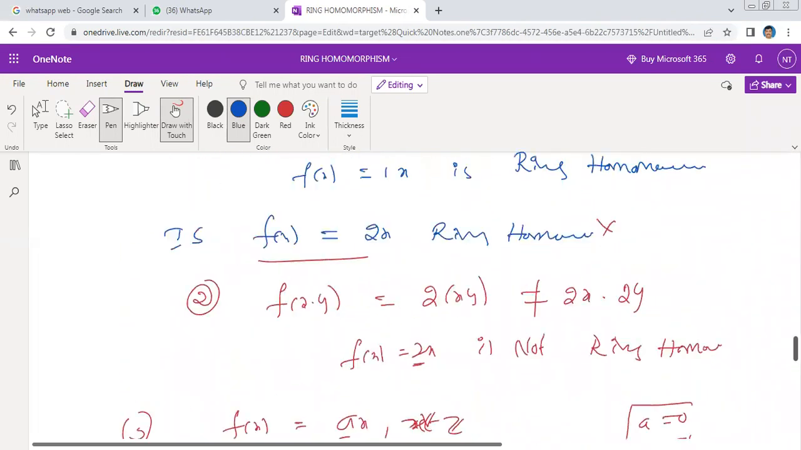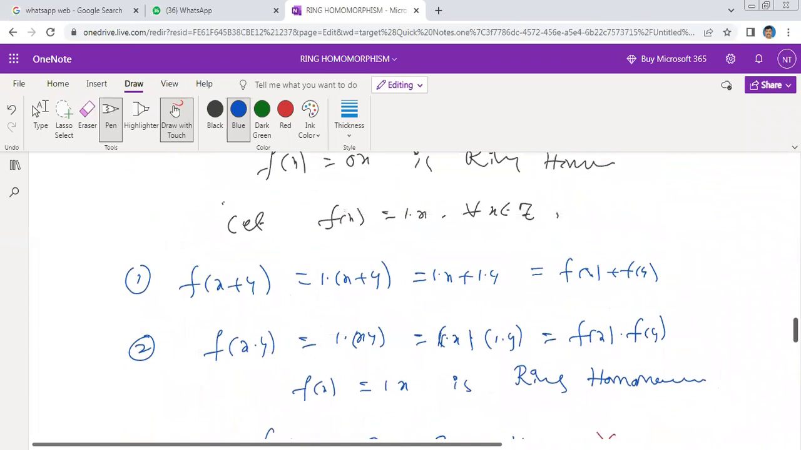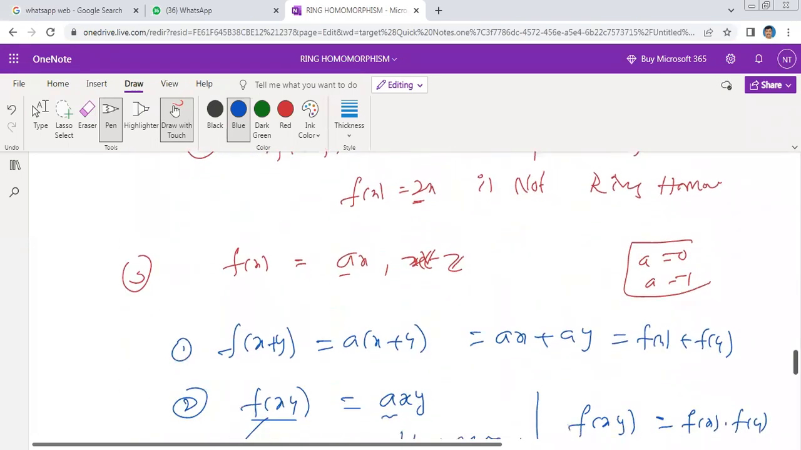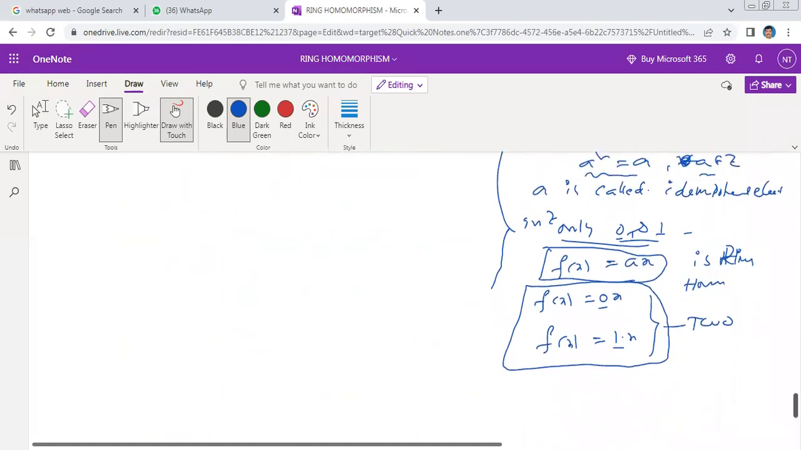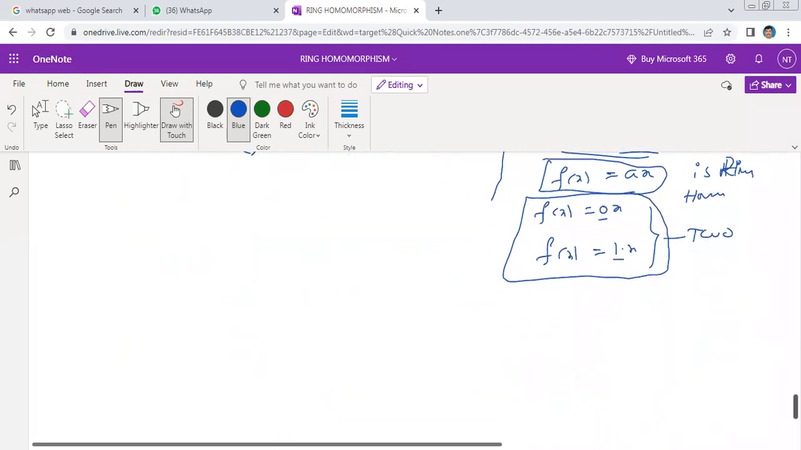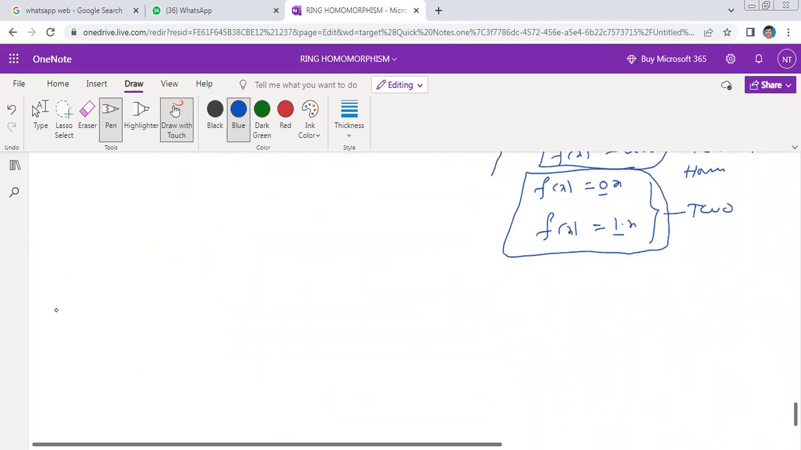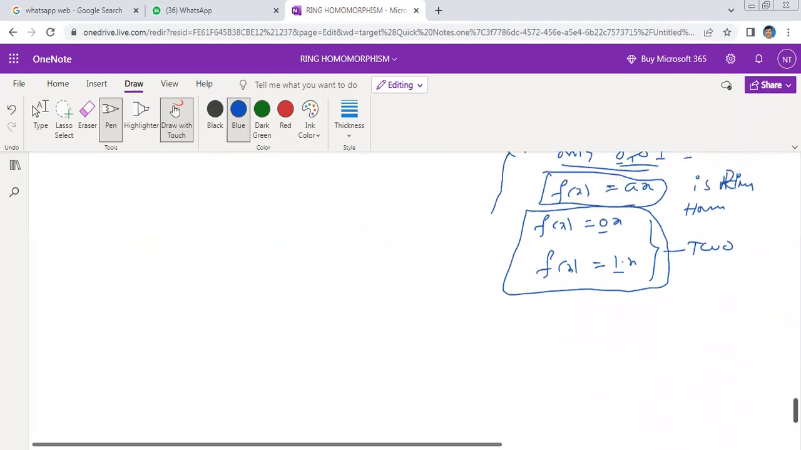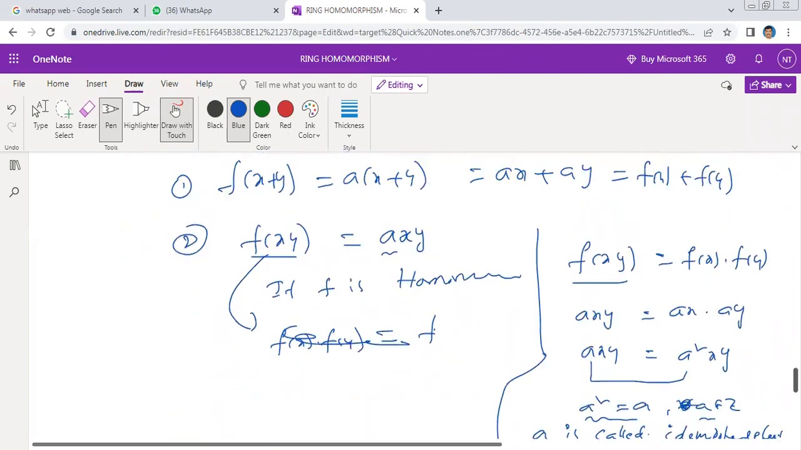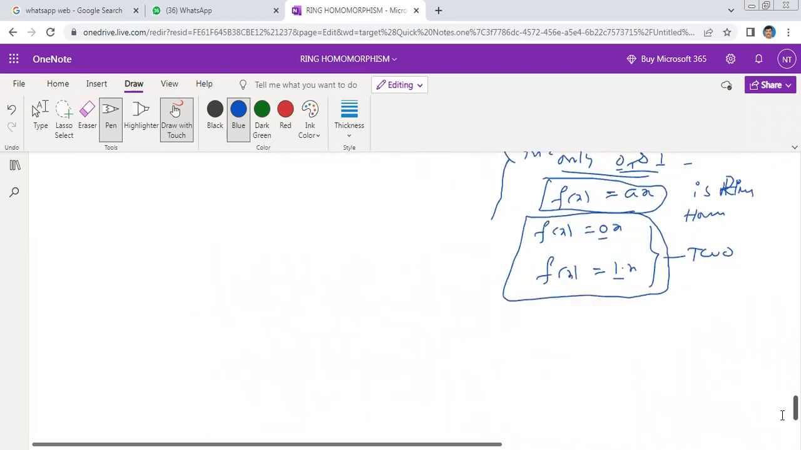1x and 0x are satisfying the ring homomorphism conditions. Okay, is it clear? By this idea, I can extend one more problem for this. Yeah, my third example.